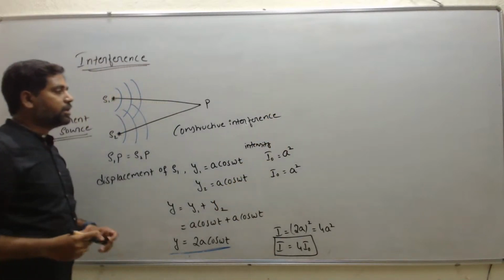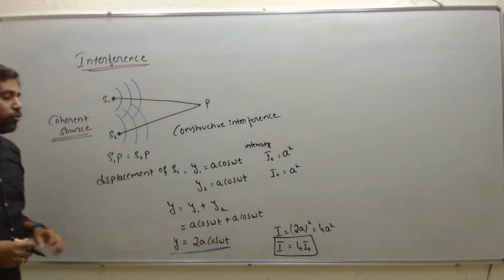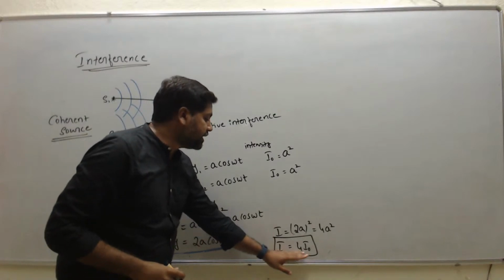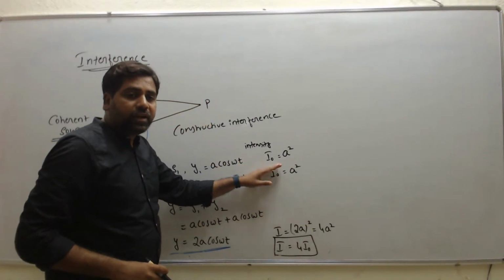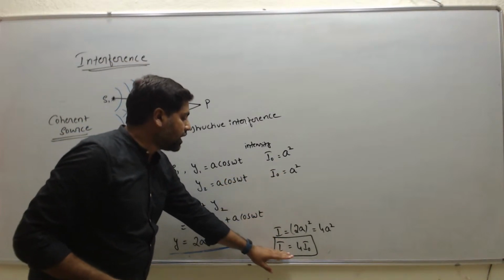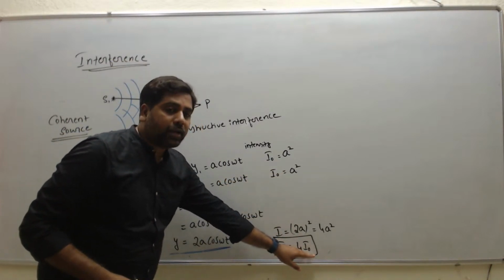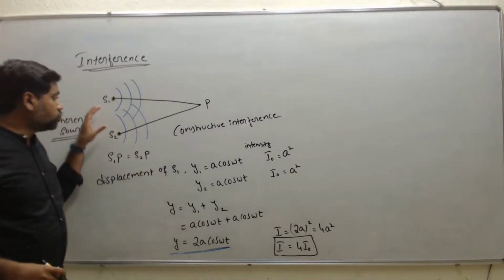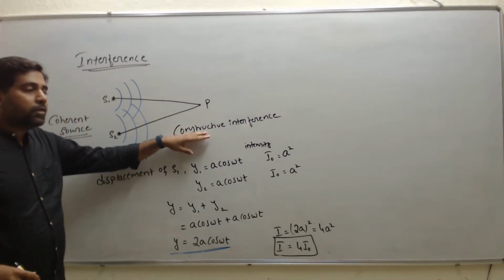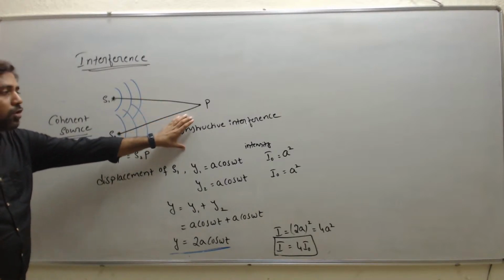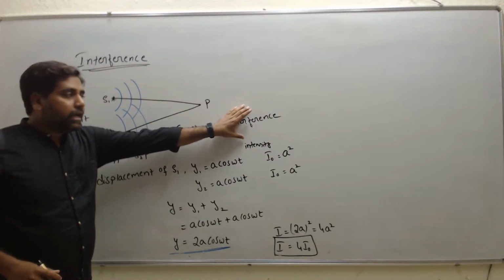So this interference we call constructive interference, because its intensity is increased compared to the individual intensities, that is I equals 4I0. Here the two sources interfere constructively. Hence the interference is called constructive interference.